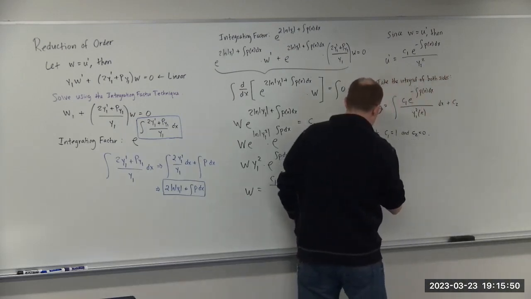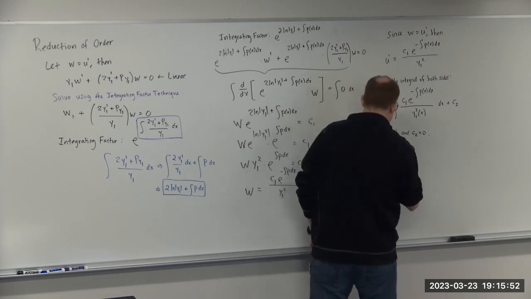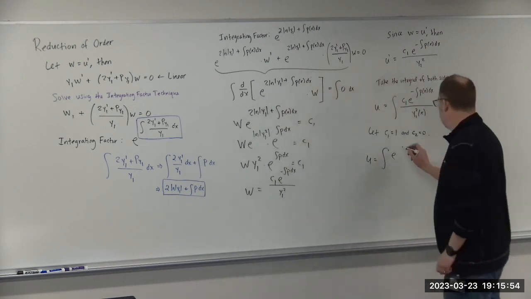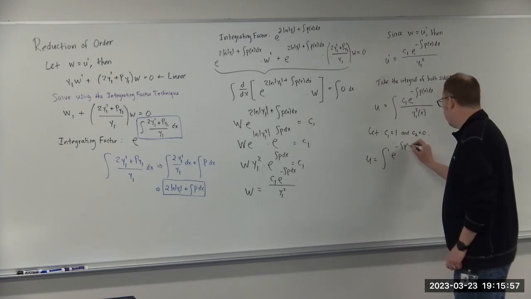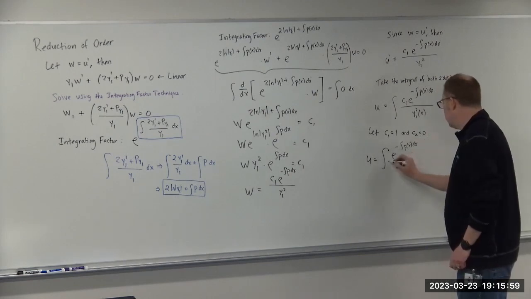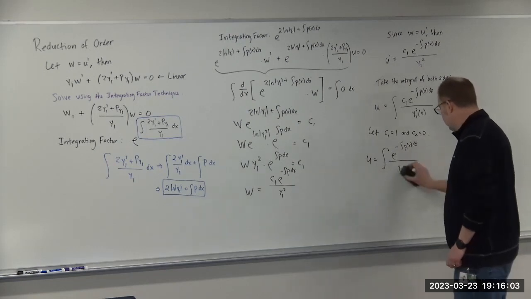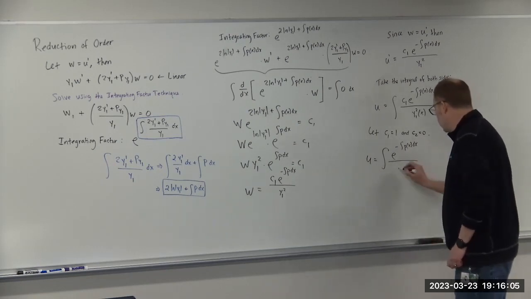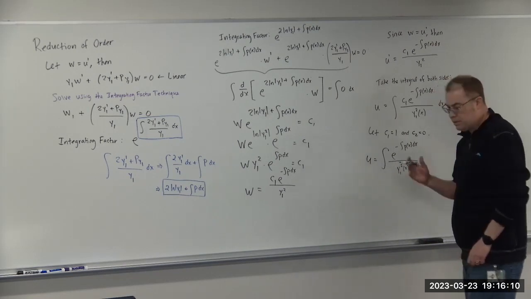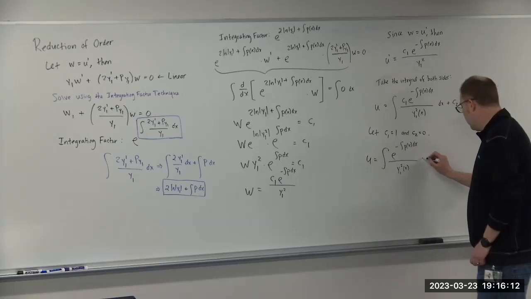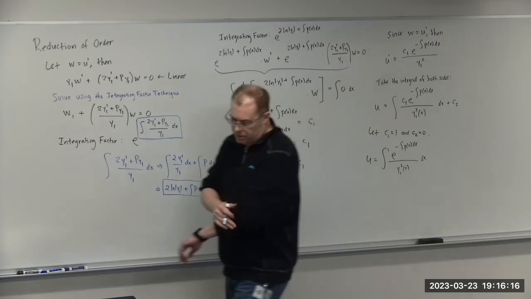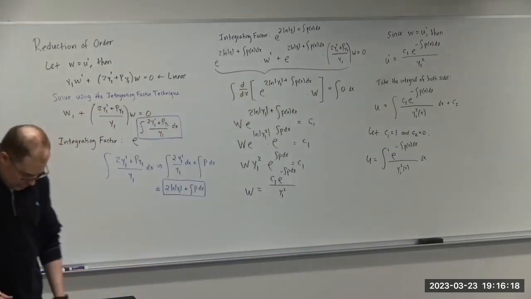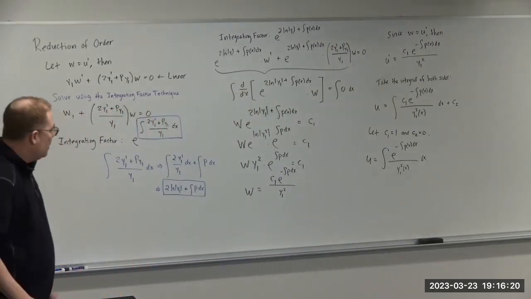All right, so U is going to be the integral of e to the minus the integral of P, divided by Y1 squared. Remember, Y1 is basically one of the solutions for the second order equation.